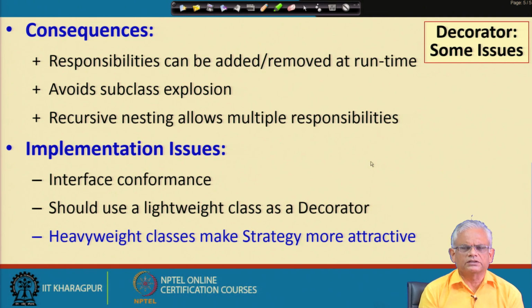As far as the implementation is concerned, the decorator has the same interface as the concrete component, and each decorator should add only one or two small methods. It should not be a heavyweight class. The decorator should not have drastically different and large responsibilities. If we need very different algorithms, very different responsibilities, then the strategy pattern would be more meaningful rather than using the decorator.